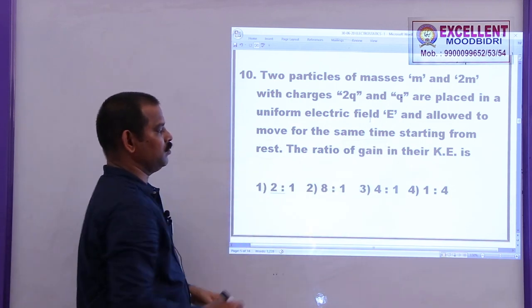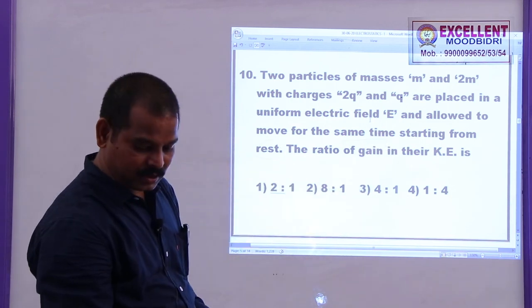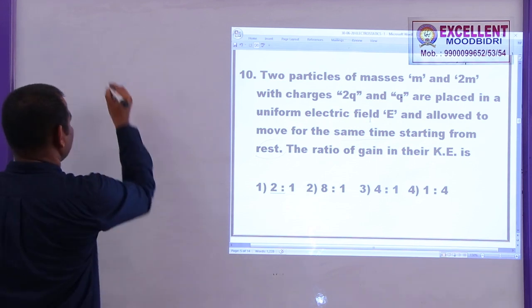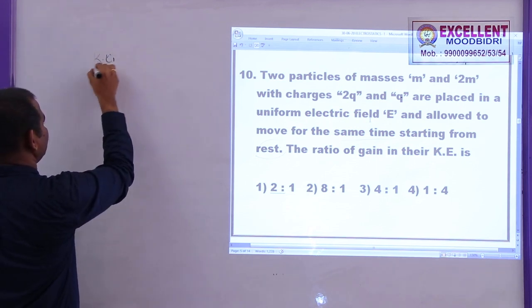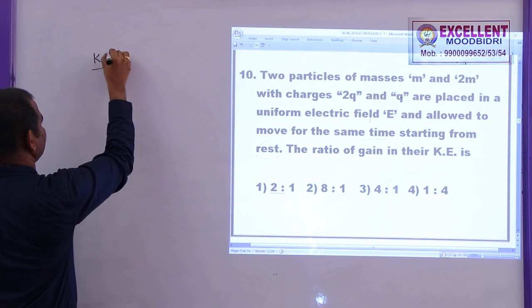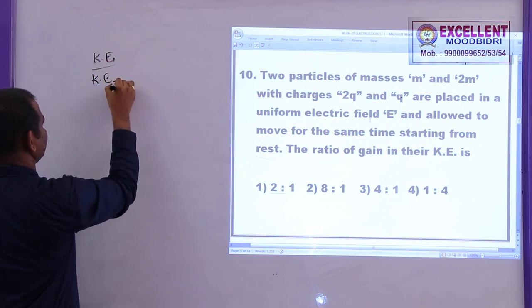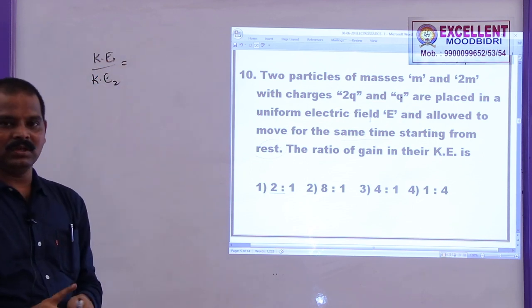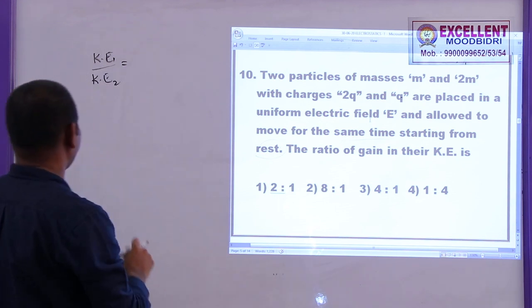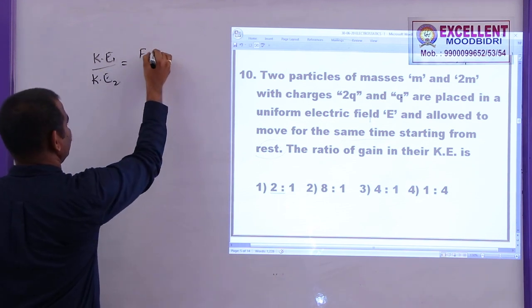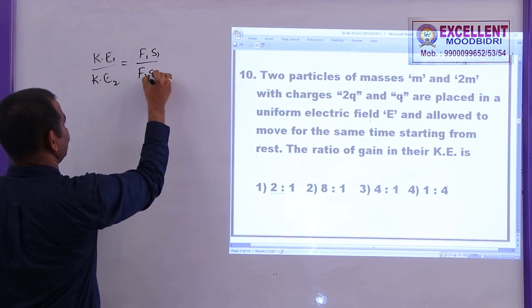Two particles of mass m and 2m with charges 2q and q are placed in a uniform electric field and allowed for the same time, both starting from rest. What is the ratio of gain in kinetic energy in these two cases? KE1, kinetic energy of the first particle, by kinetic energy of the second particle. The kinetic energy is nothing but work done. Work done is force into displacement, F1 S1 by F2 S2.